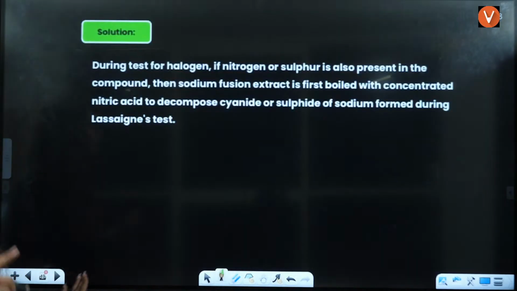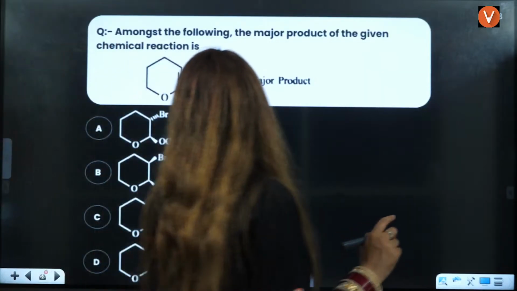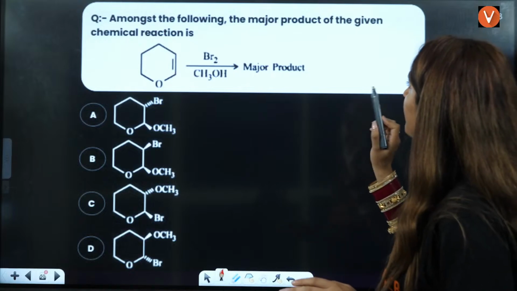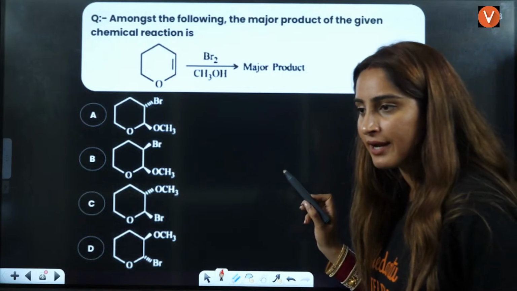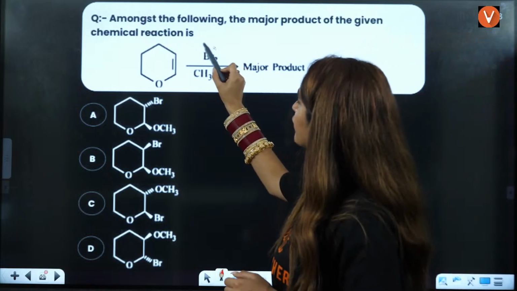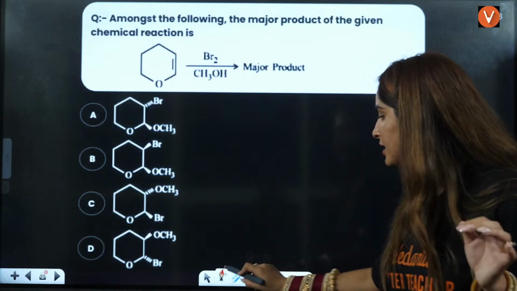Very, very important because they are asking you questions from Lassaigne's test. Next is, amongst the following, so these are the questions here. The major product of the given chemical reaction. So you have to tell the major product here. For the major product, this is Br2 with CH3OH. What is the major product here?